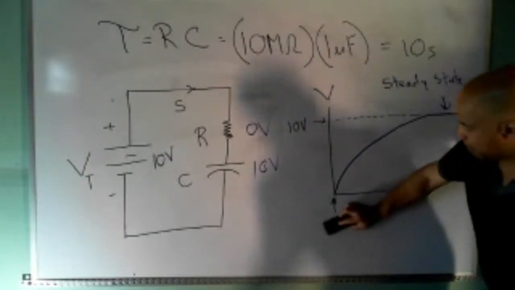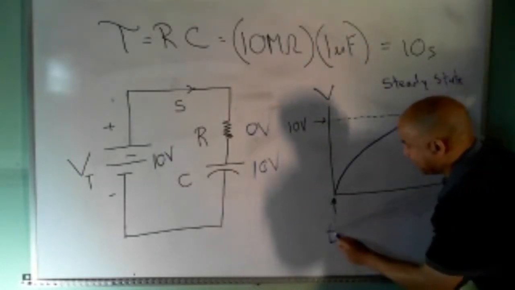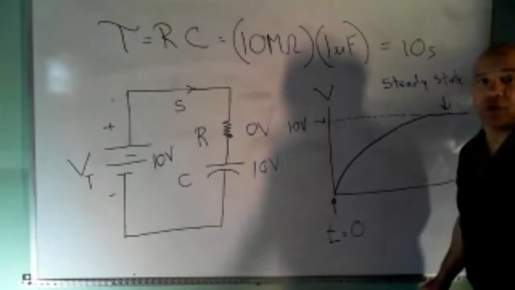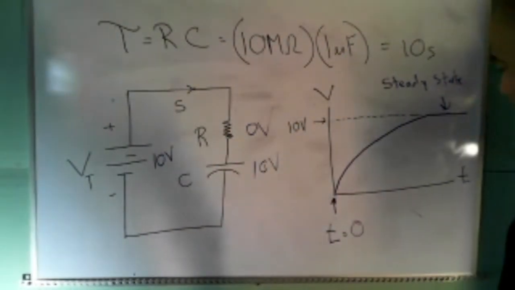What does that say at the bottom? T what? T equals 0. T equals 0. Is it too dark, or can you see it? Can you see it?